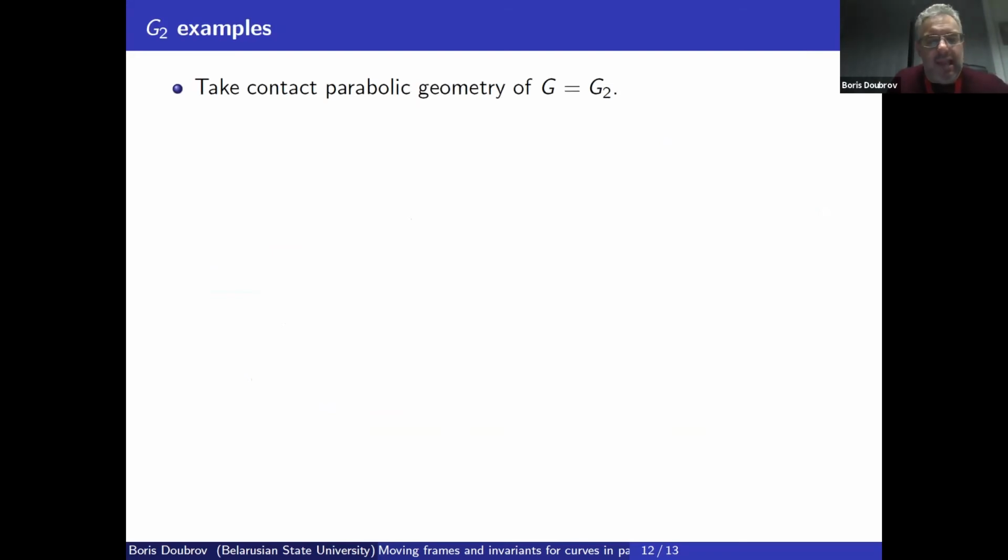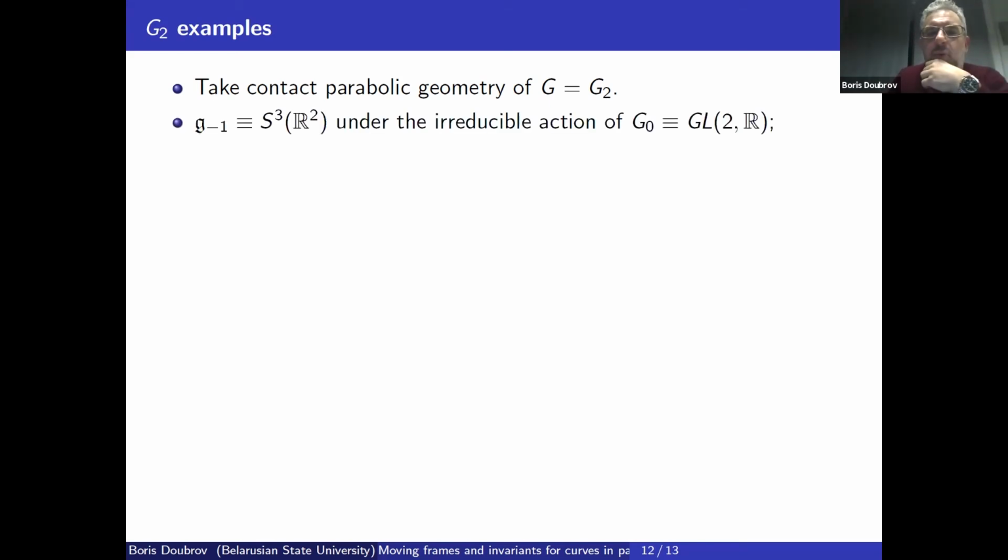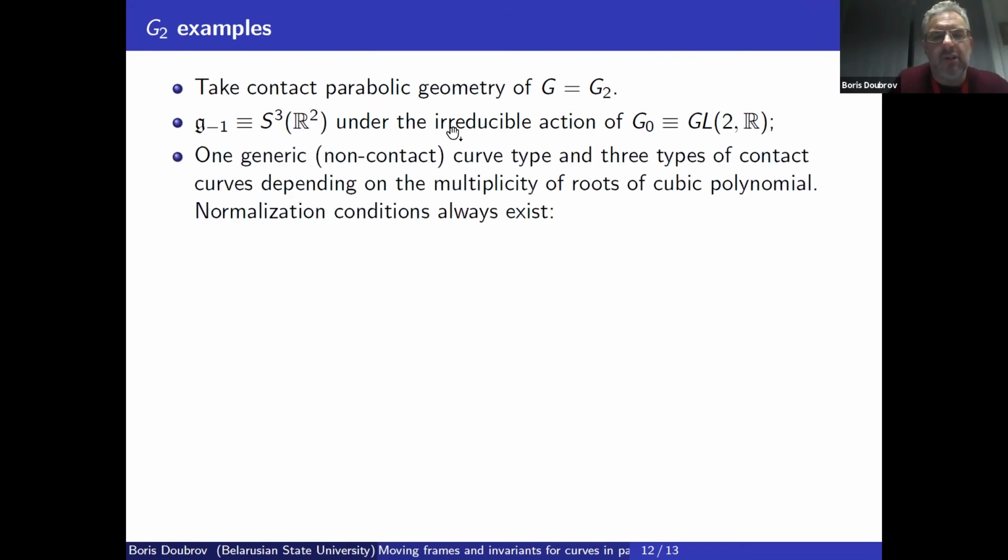And okay, let's now come back to the G2 examples we had last time and play a little bit with them. I recall what we had before, and we'll be discussing contact parabolic geometry. So I leave 2, 3, 5 geometry as an exercise. And here g_{-1} is 4-dimensional, and it can be identified with cubic binary forms under the action of G0, which is GL2 in this case. And I recall that we have one generic non-contact curve type, so curves which do not belong to the contact distribution, and 3 types of contact curves depending on the multiplicity of roots.